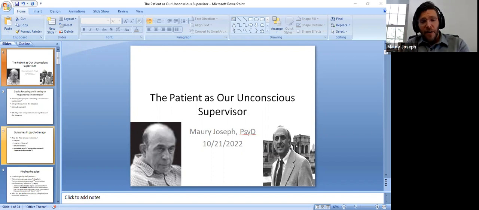And Langs is very interested in unconscious confirmation. So he's looking at what are signs in response to our intervention that it was an effective intervention. And he's looking at his own clinical data and the data of his supervisees.